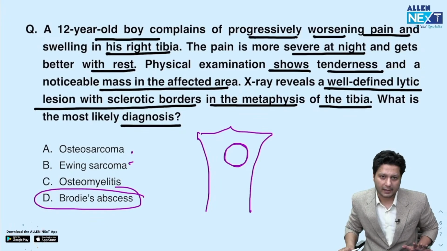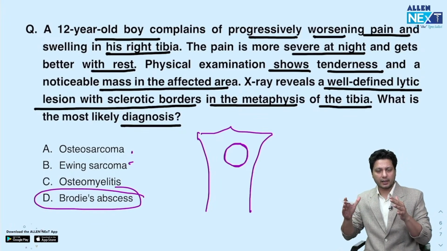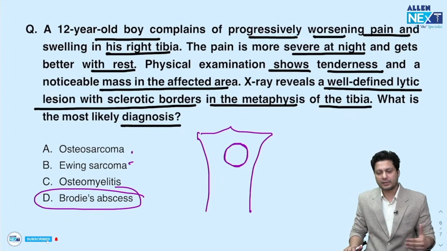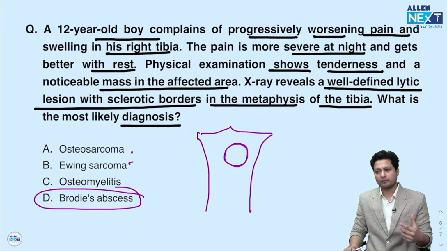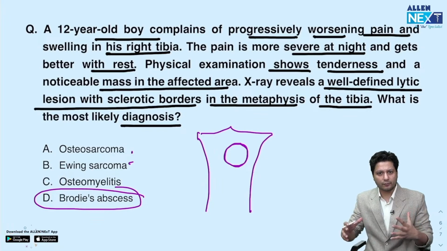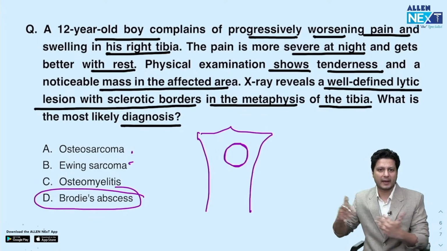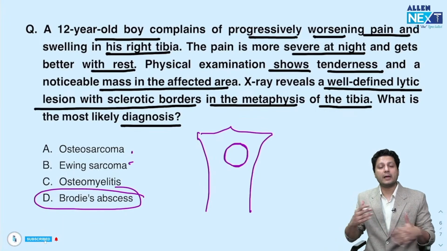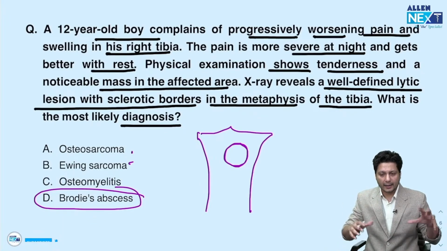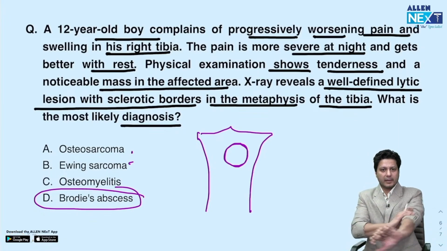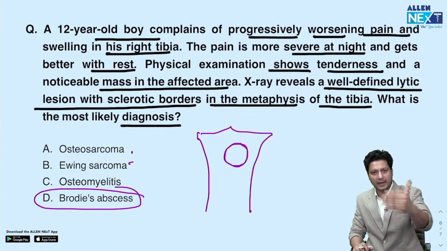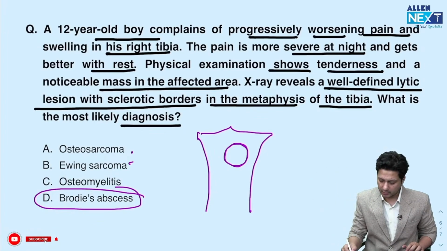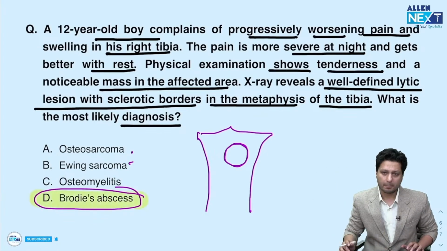Then comes osteomyelitis. Now, the osteomyelitis-related clinical picture would be more severe. The patient is going to have more fever, and the patient will develop these kinds of features very acutely within a short span of time. There has to be a massive swelling, alright, and the patient won't be able to use the limb. So the pain will persist throughout. There will be a gradually progressive pain. It is not going to have a diurnal variation. So the best possible answer for this particular question is Brodie's abscess.